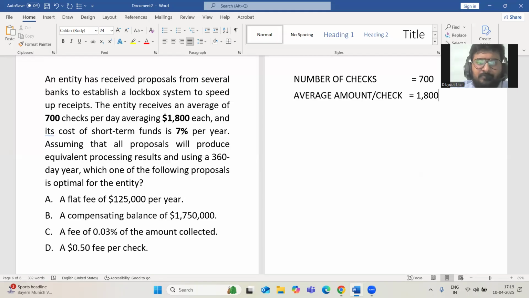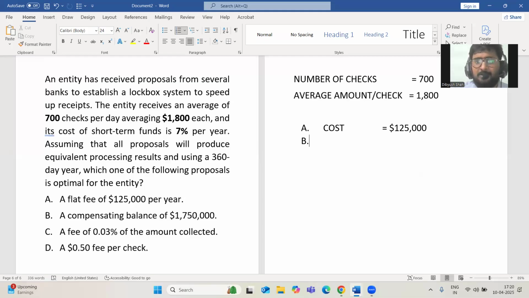A says flat fee of $125,000 per year. So in option A, the cost is given as a flat $125,000. In option B, I will maintain a compensating balance of $1,750,000. As we were discussing in the previous session also, where I introduced it, compensating balance is generally a minimum balance that you keep in a bank account for the services rendered by the bank. Generally, it is also something you have to maintain with a loan account. Generally, they yield no interest.